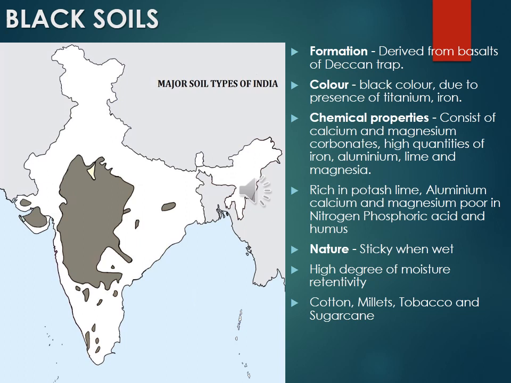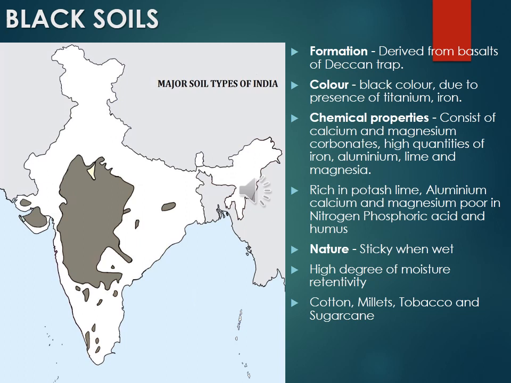It is rich in potash, lime, aluminium, calcium, and magnesium, but poor in nitrogen, phosphoric acid, and humus. We already discussed that alluvial soil is also poor in nitrogen. So black soil is also poor in nitrogen, phosphoric acid, and humus.